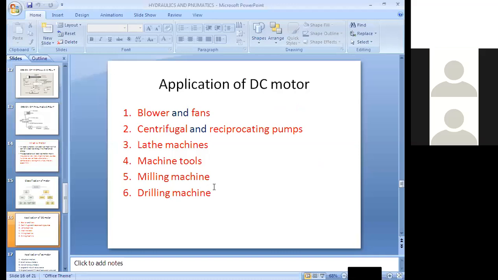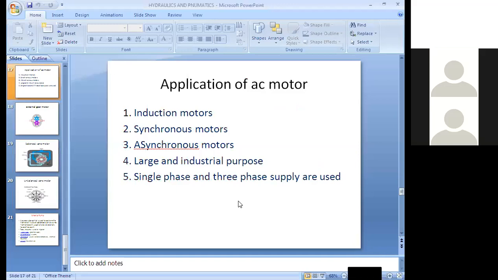So, the applications of AC motors. This is also very important, where we are going to apply them. One word I would like to say: AC motors, alternating current motors, we mainly use for large and industrial purposes.